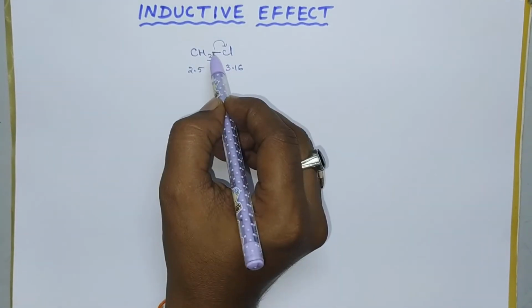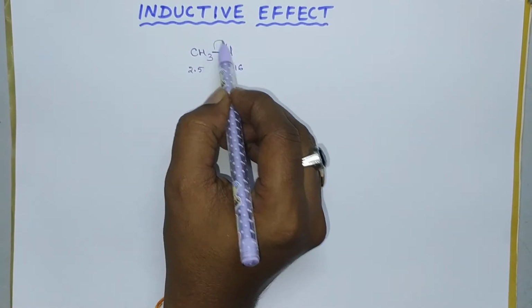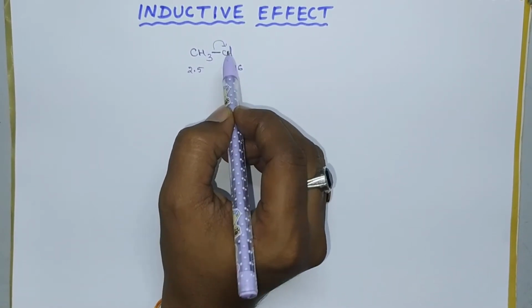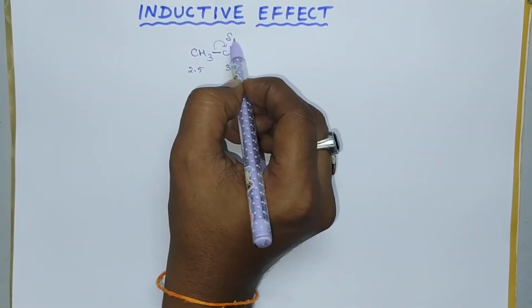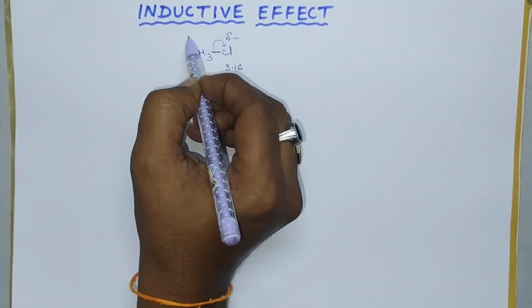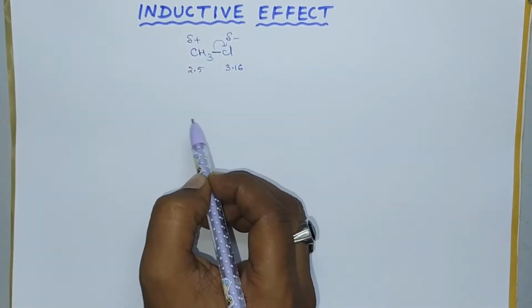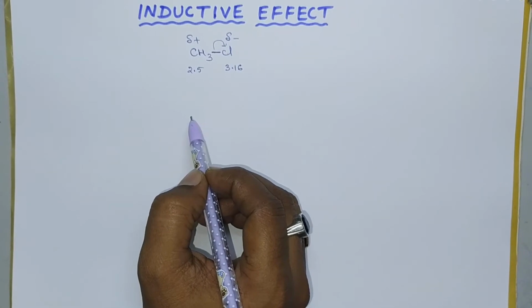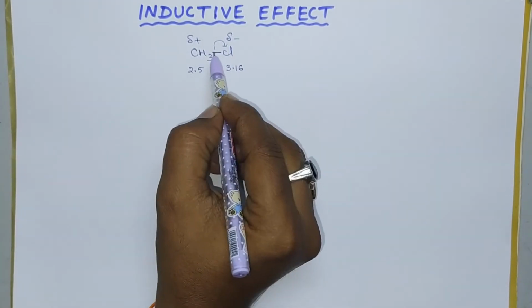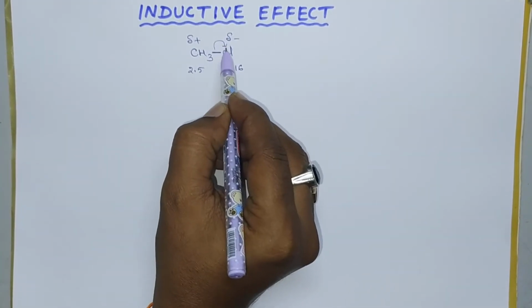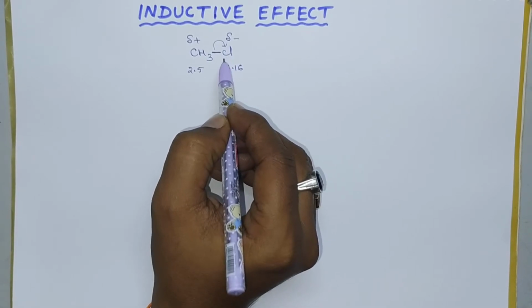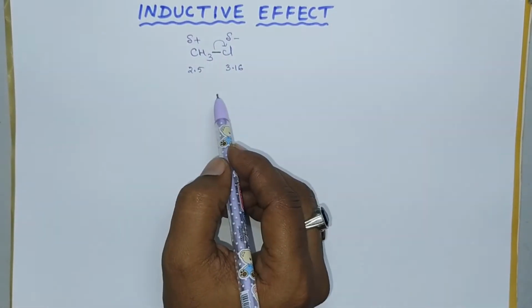Whenever the displacement of sigma bonded electrons towards the highly electronegative atom takes place, this element becomes a partial negative charged species, and the carbon becomes a partial positive charged species. In this way the displacement of sigma bonded electrons takes place towards the highly electronegative element. This effect is called inductive effect.